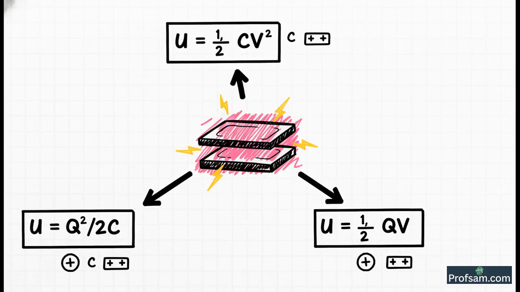Now, the crucial point here is to be smart when solving problems. We already know the basic relation Q equals CV, right? So using this, we can actually write the energy formula in two other ways. Depending on the problem, you can use these other two forms as well. If they give you charge Q and capacitance C, use the second one. If they give you Q and V, use the third one. Just pick the right one to get the answer quickly.